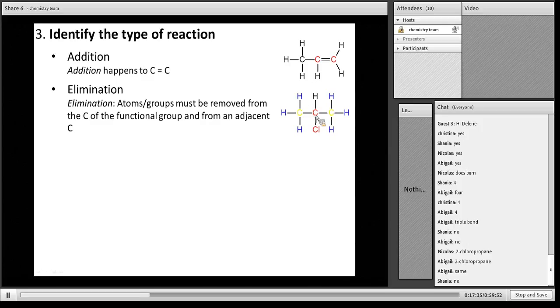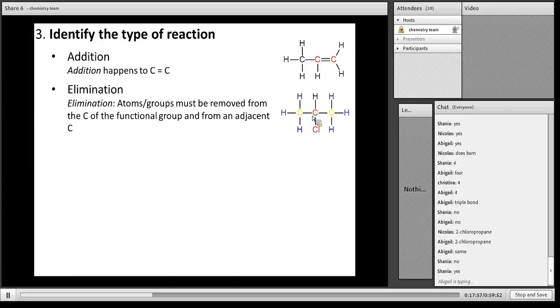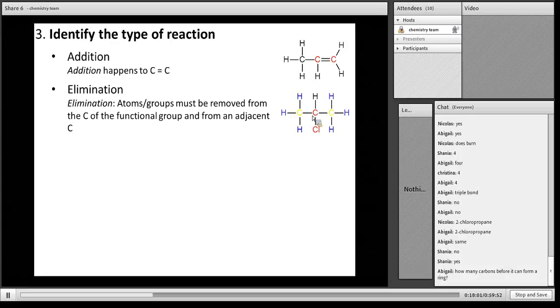Spell it out when you're writing, when you're explaining why something is an elimination. Say that the atoms or groups of atoms must be removed from adjacent carbon atoms. Do you know what I mean when I say adjacent? So adjacent, good, just simply means next to each other. Okay, right, so that's addition, elimination.